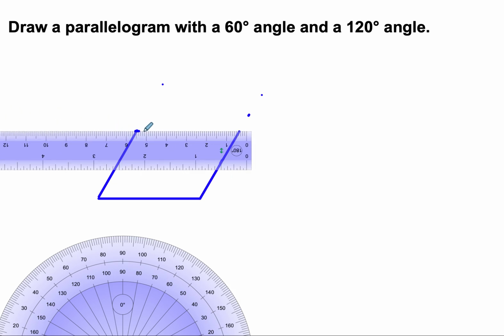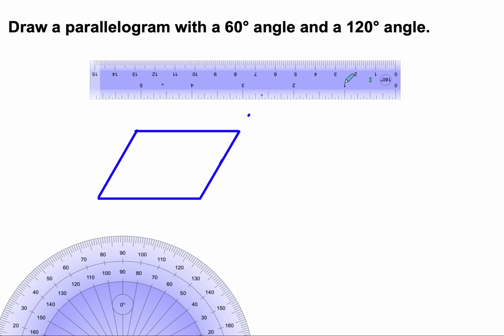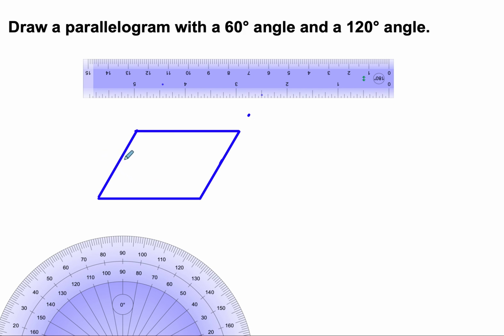Your line should look parallel with the bottom. If it doesn't, that means you measured something wrong. Either you measured your sides wrong, these have to be the same side, or you measured your angles wrong. You do need to go through and label what they asked you to do. So here was my 60, here is my 120. So that's what yours should look like.